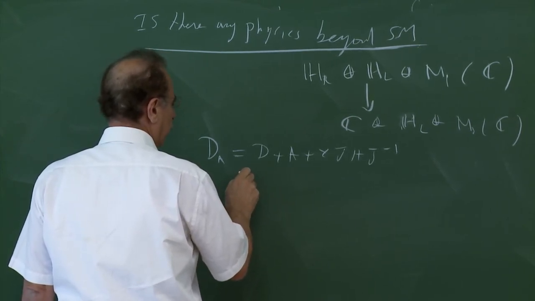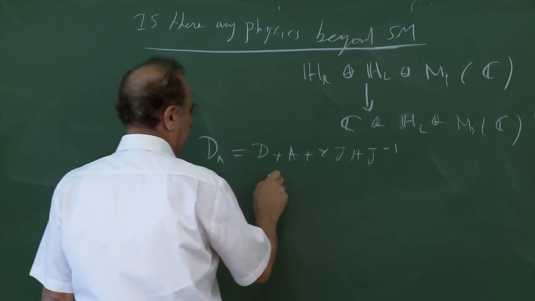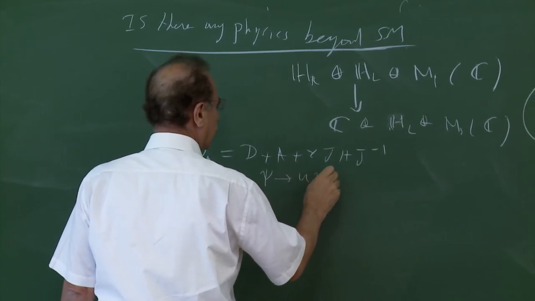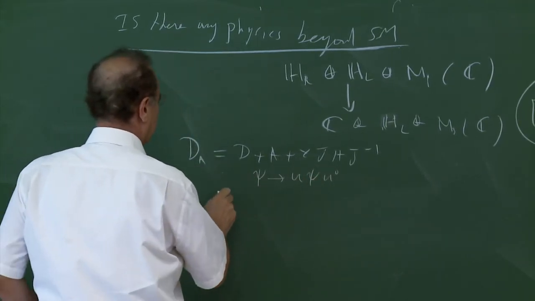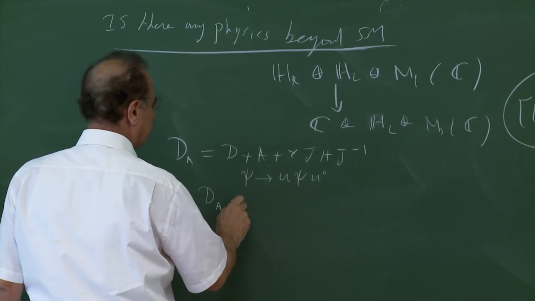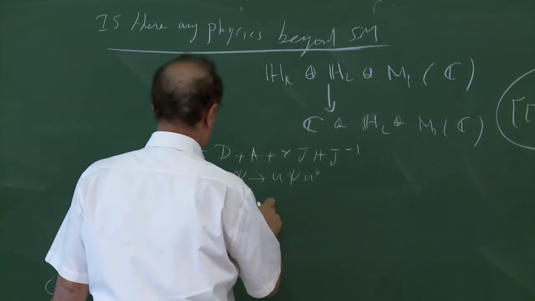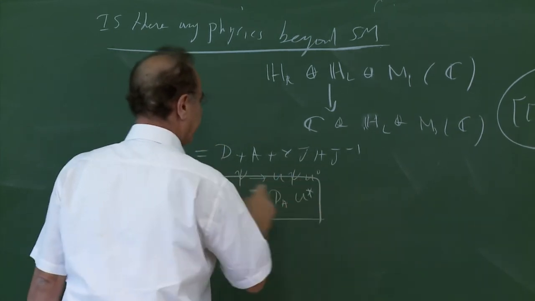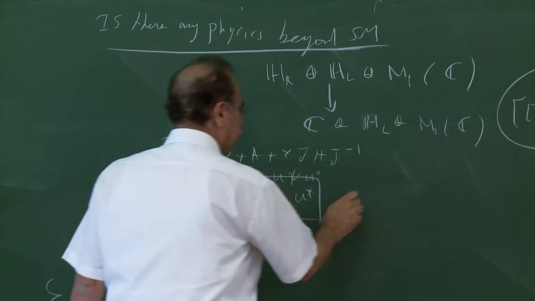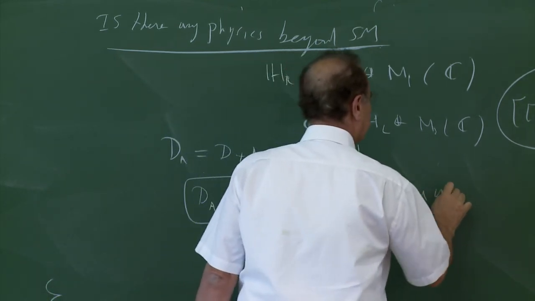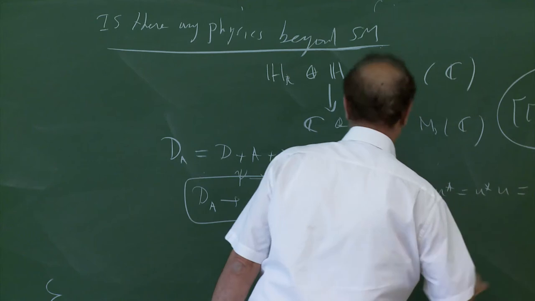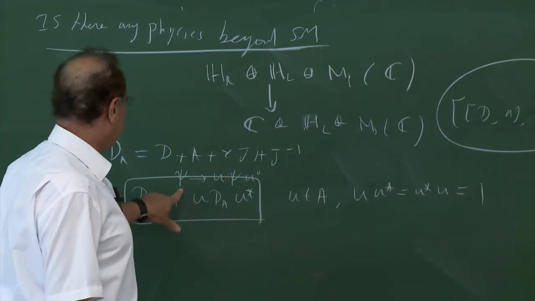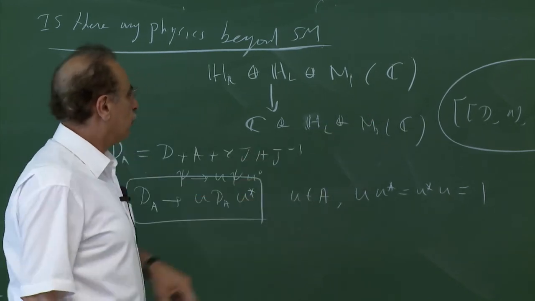you know that under, so for example, if you let psi go, then dA would go into, at least in this case, u dA u star, where u is an element of A, and u is unitary, provided this transformation is okay, provided this condition is satisfied.